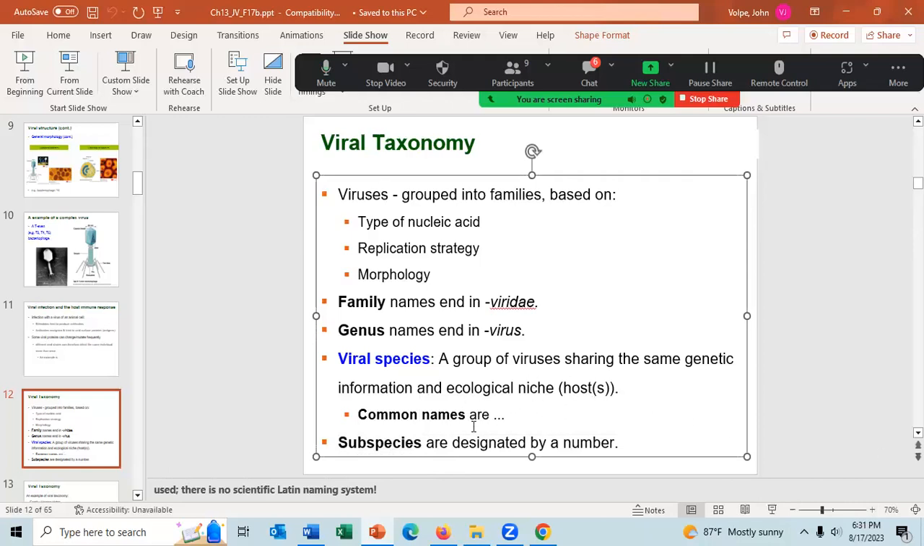Oh, I need to say something else about the classification of viruses. Viruses do not have Latin names. So when you're naming a virus, you use common English names. Like the polio virus is the common English name for the virus, and the polio virus is used worldwide. Whatever language you speak, like in France, they call it the polio virus.